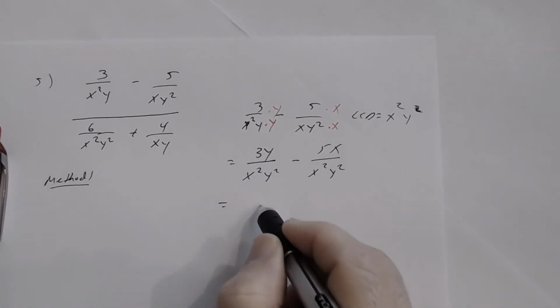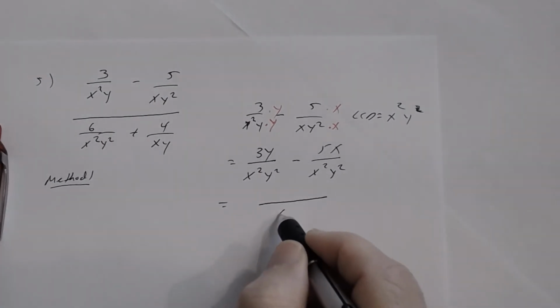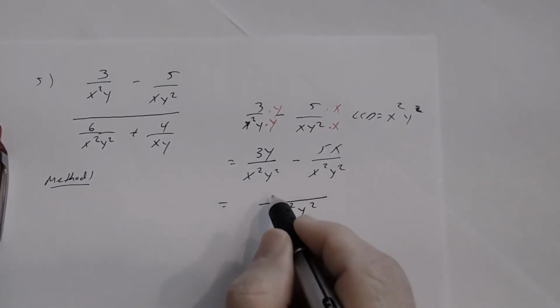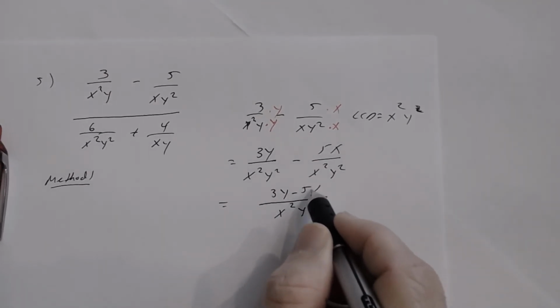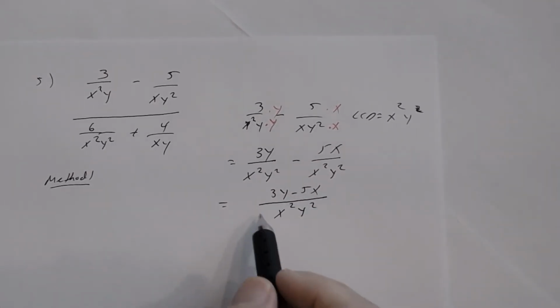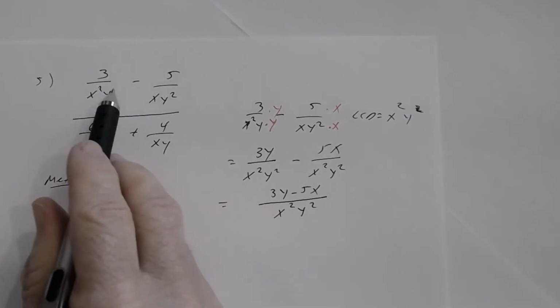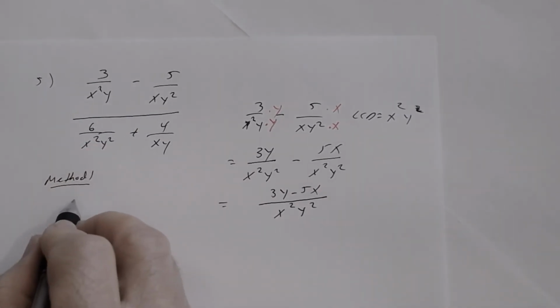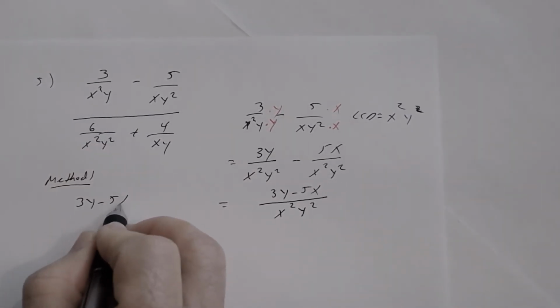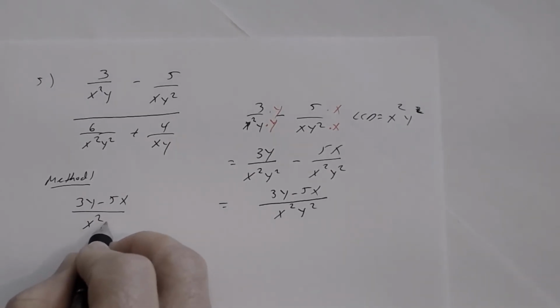And so now I can write it as one rational expression with that LCD. So I get 3y minus 5x. So that's going to be your numerator. So that's your single fraction. So that's 3y minus 5x divided by x squared, y squared.